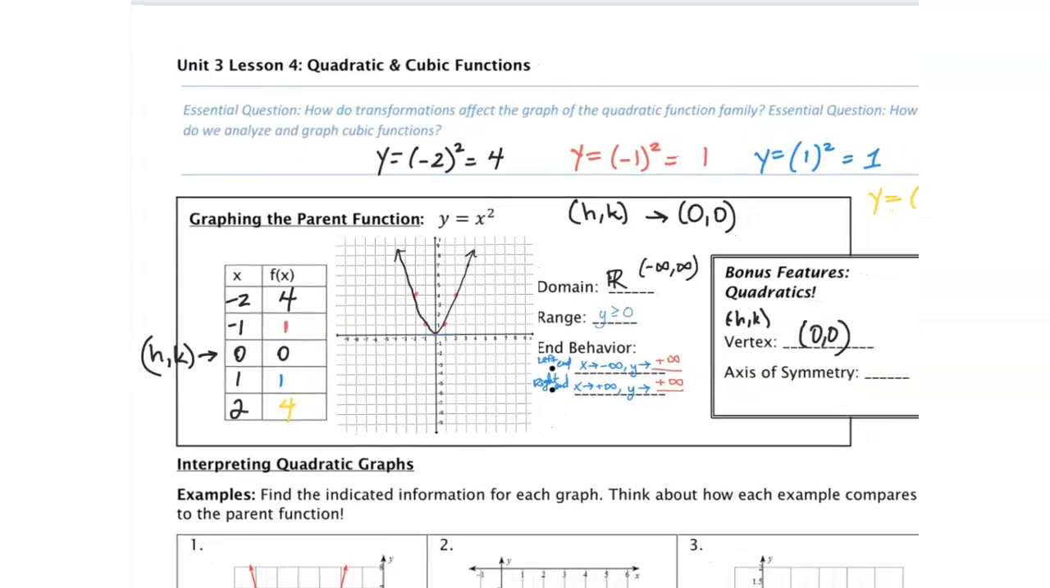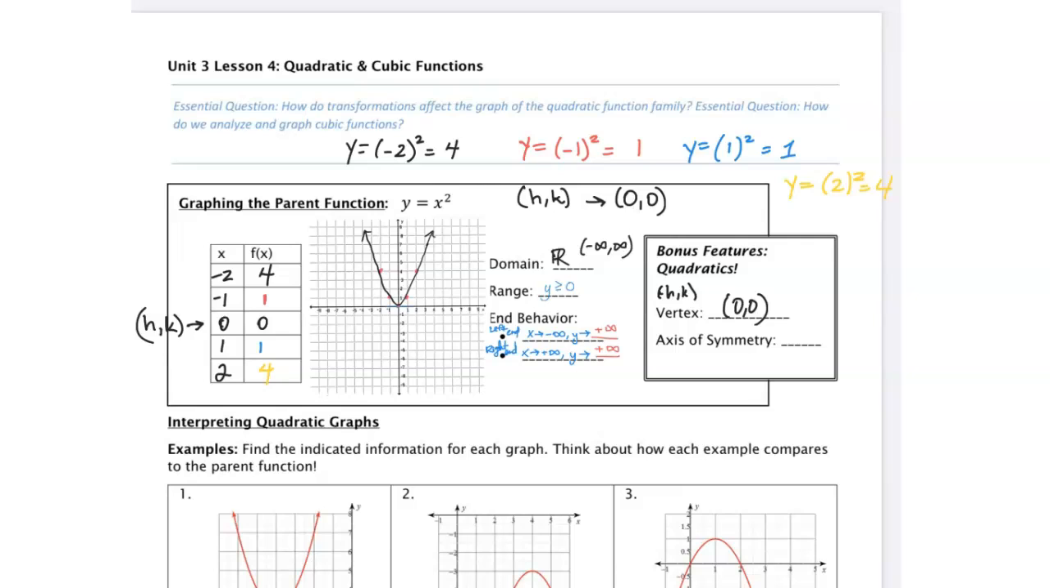Okay. So as far as bonuses, again, for your quadratic functions, the bonus feature is the vertex. That's the point in the middle of your U. And you also have something called an axis of symmetry. The axis of symmetry is a vertical line that goes down the middle of your parabola. In other words, it splits it in half.